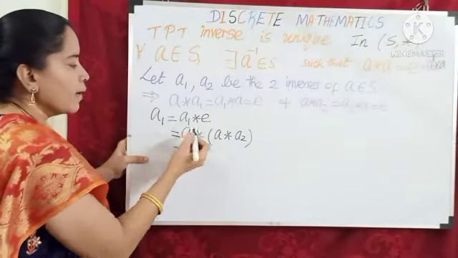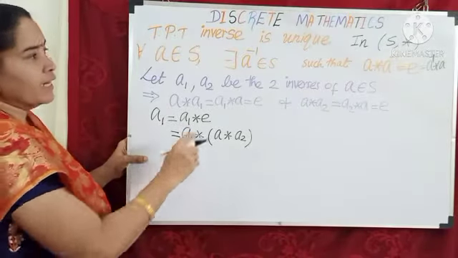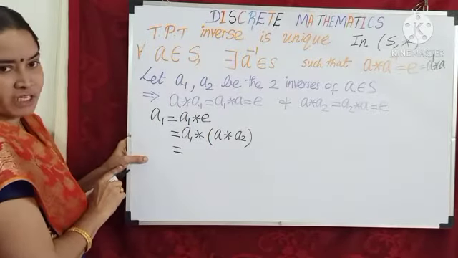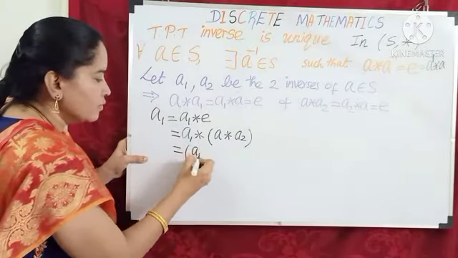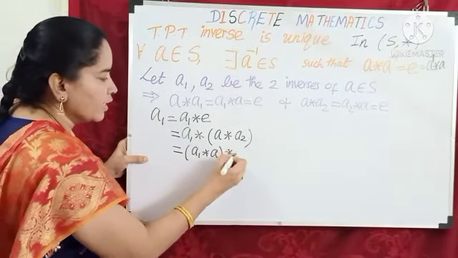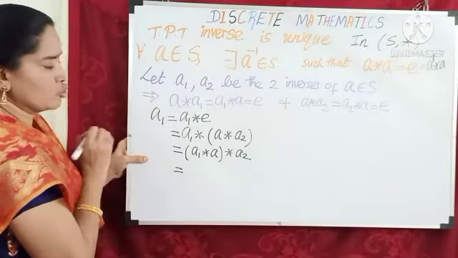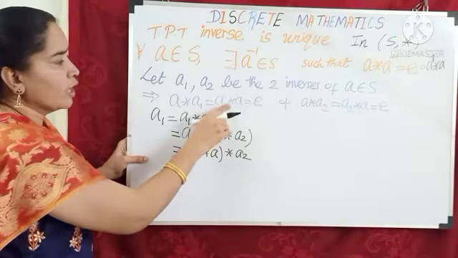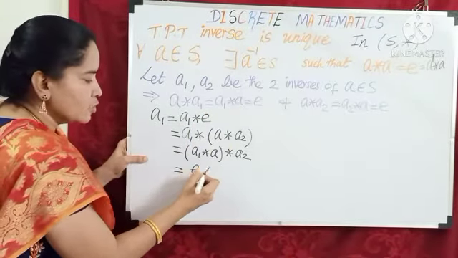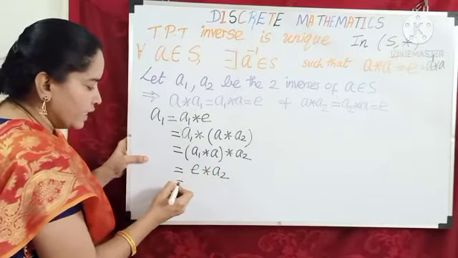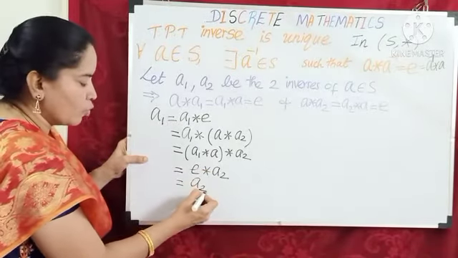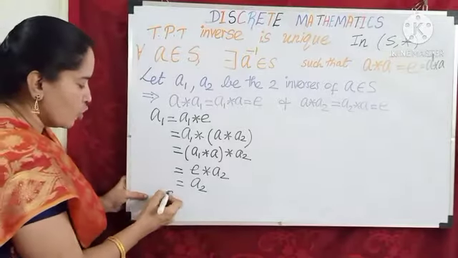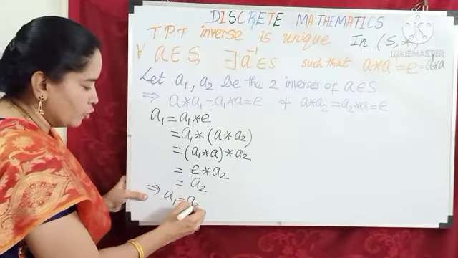The next step, change the bracket. Why? It is a set where star is an operation, so I can use the associative law. A1 star A star A2 is equal to, so I have just reversed the bracket, A1 star A. What is my answer from here? E. So what is E star A2? E with any element gives me only A2. I started with A1, I ended with A2. So I will say A1 equals A2.